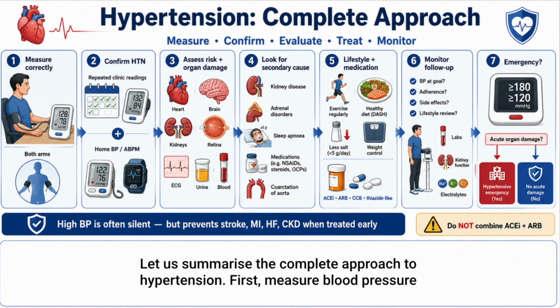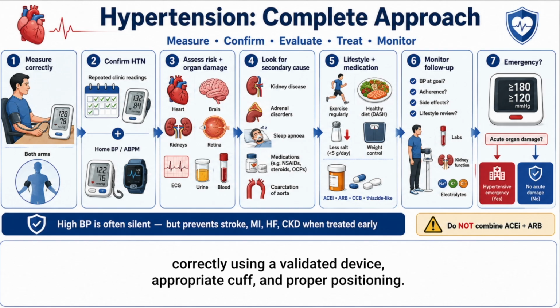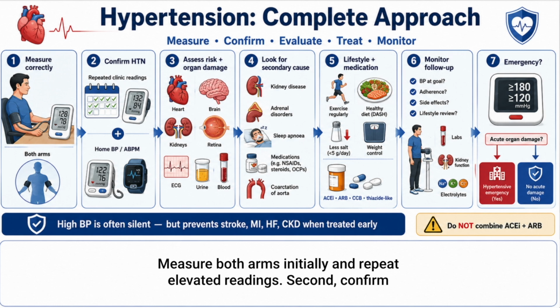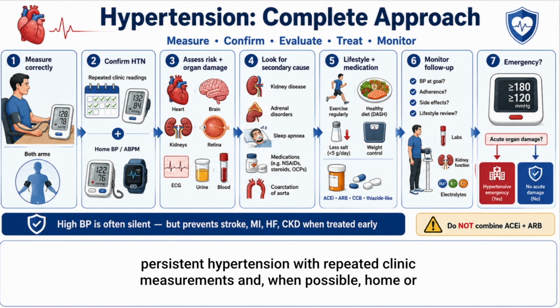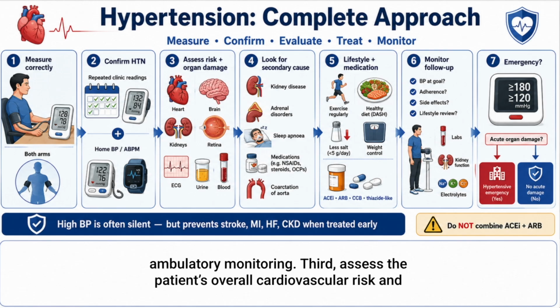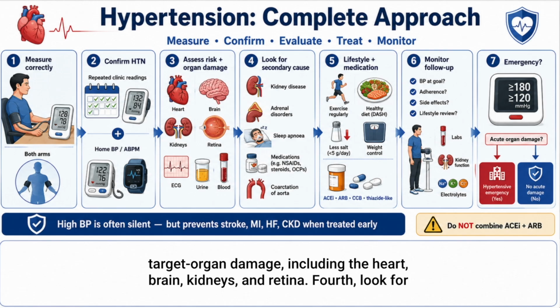Let us summarize the complete approach to hypertension. First, measure blood pressure correctly using a validated device, appropriate cuff, and proper positioning. Measure both arms initially and repeat elevated readings. Second, confirm persistent hypertension with repeated clinic measurements and, when possible, home or ambulatory monitoring. Third, assess the patient's overall cardiovascular risk and target organ damage, including the heart, brain, kidneys, and retina.